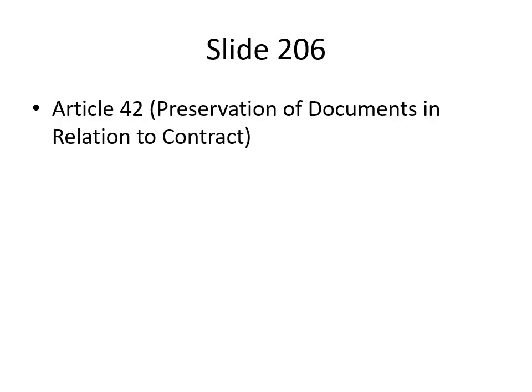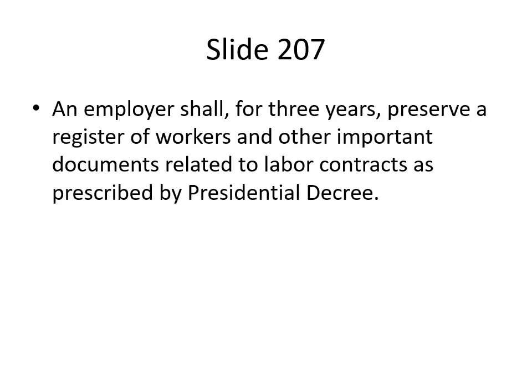Article 42, Preservation of documents in relation to contract. An employer shall, for 3 years, preserve a register of workers and other important documents related to labor contracts as prescribed by Presidential Decree. Chapter 3, Wages.